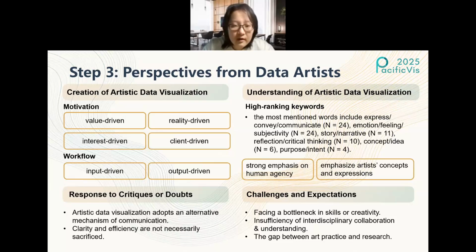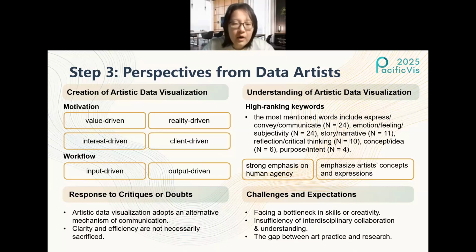In terms of how artists understand and describe artistic data visualization, we found that words like emotion, expression, and narrative came up frequently. In general, artists place a strong emphasis on human agency and the expression of concepts. Unlike scientific visualization, which values objectivity and precision, artists embrace subjectivity, ambiguity, and personal interpretation.